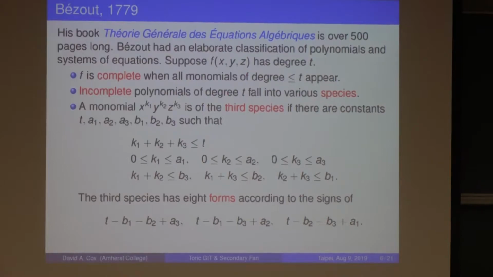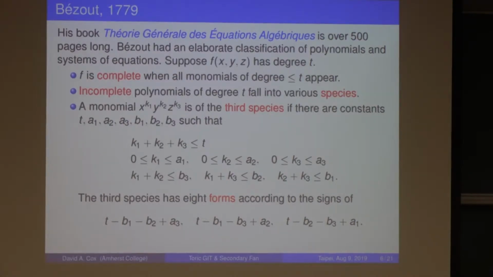He had very structured ways of thinking about sparse polynomials. He didn't take just an arbitrary set of exponent vectors; he took a very clearly defined one. He organized them into various kinds of things, and he had species. In particular, he had what he called the third species.